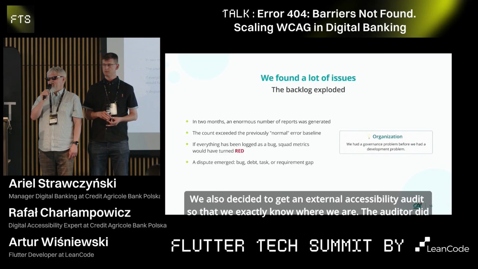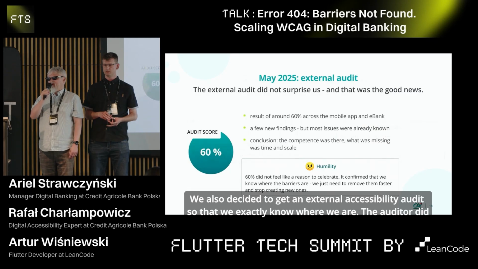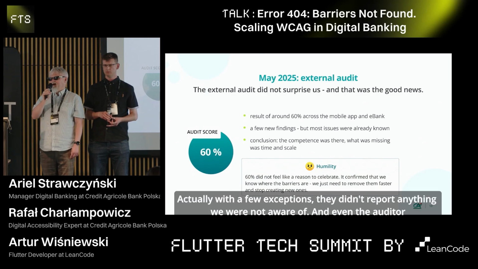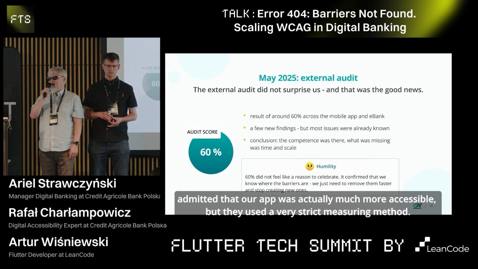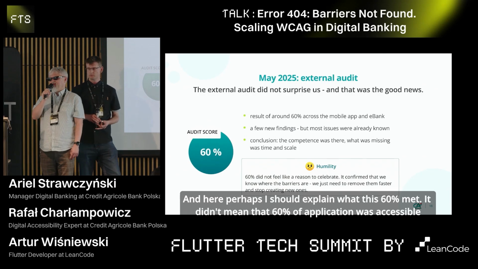We also decided to get an external accessibility audit, so that we exactly know where we are. The auditor did the testing, and the score was 60%. Not well, you might say. Actually, with a few exceptions, they didn't report anything we were not aware of. And even the auditor admitted that our app was actually much more accessible, but they used a very strict measuring method. And here perhaps I should explain what this 60% meant.